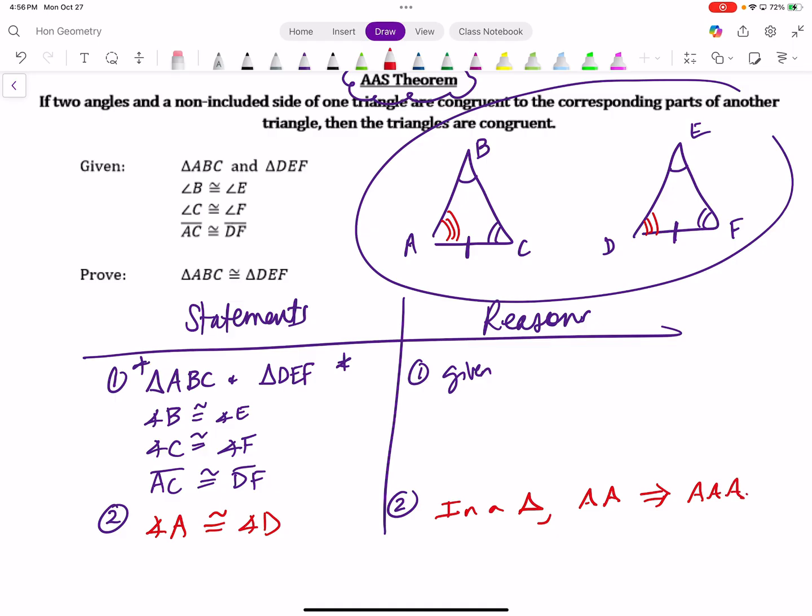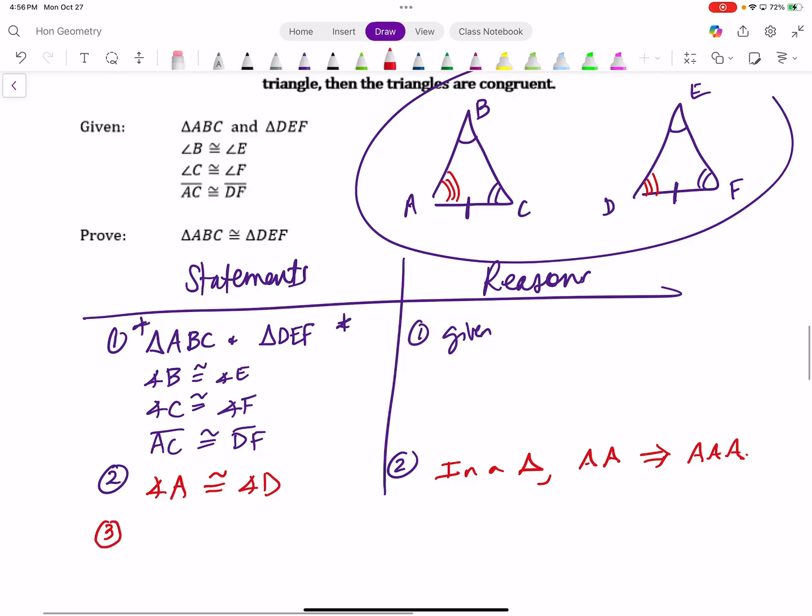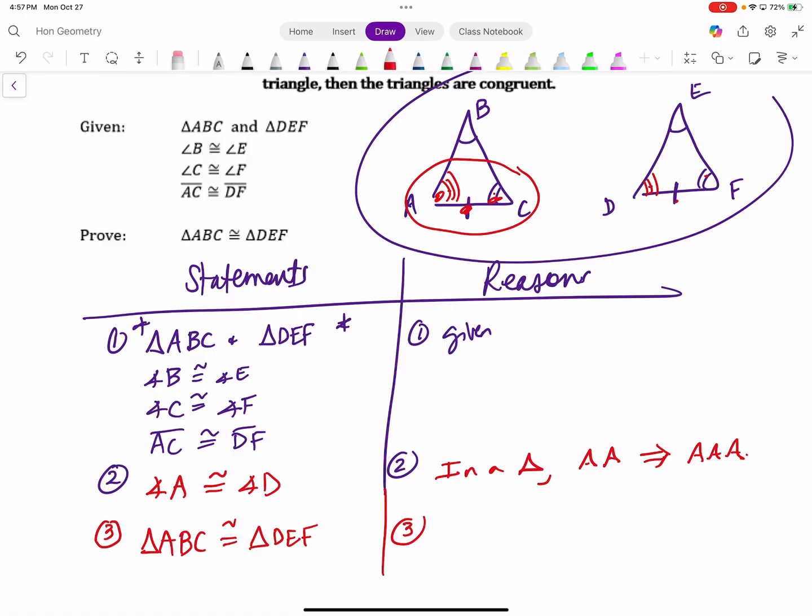And because that's the case, then we can use one of our postulates. So now we've got right here angle 3, side 1, angle 2. Angle 3, side 1, angle 2. Now we're back to angle, side, angle. So we can say that triangle ABC is congruent to triangle DEF because of the angle, side, angle congruency postulate.